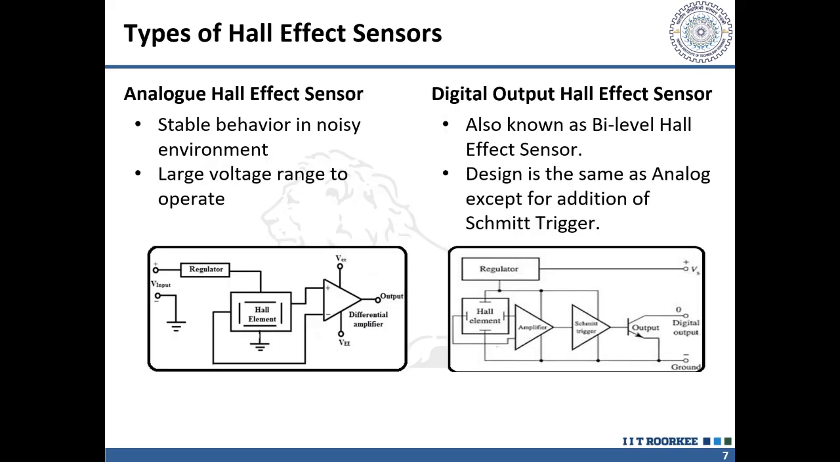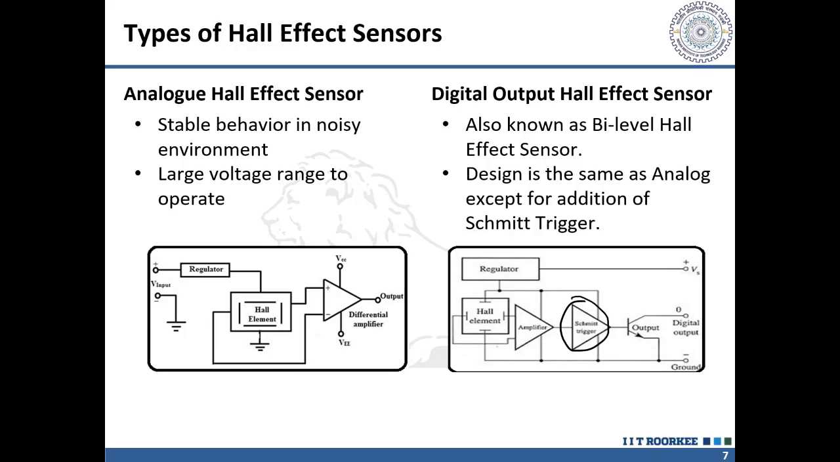Now we'll go through some of the types of Hall effect sensors, or the ways in which they can be classified. Analog Hall effect sensors and digital output Hall effect sensors is one way to classify them. There is only one difference between the analog and the digital: the output of the digital is combined with a Schmitt trigger. As we can see, the Schmitt trigger acts like a switch that makes it a digital output compared to an analog output.